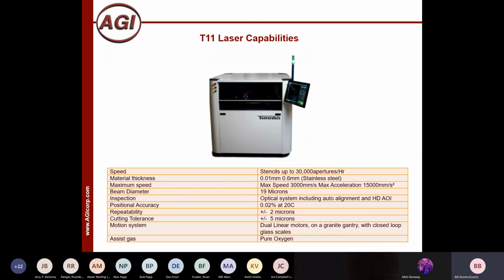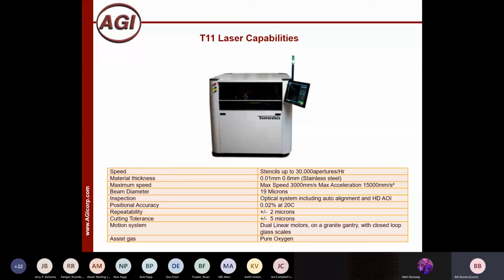Basically, we use pure oxygen, and oxygen burns a lot cleaner. It also allows you to have a much cleaner cut and a much smoother aperture wall. Another thing the T11 does is it allows us to do large format stencils. If you're manufacturing very long LED boards, this laser is capable of cutting a 29 by 59 stencil, which is a huge stencil. But we have that capability here at AGI now, with this T11 laser.